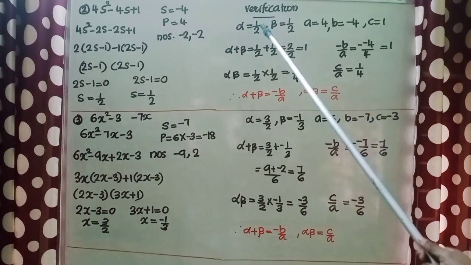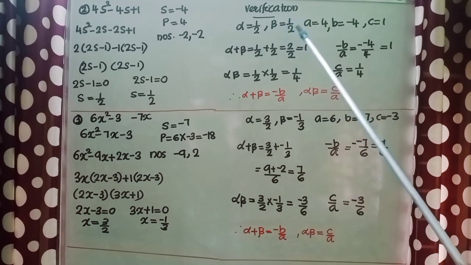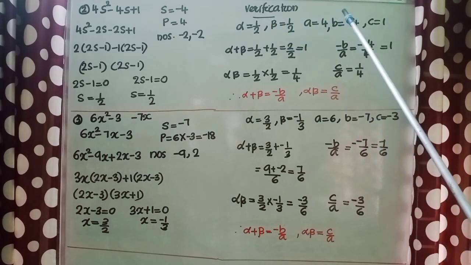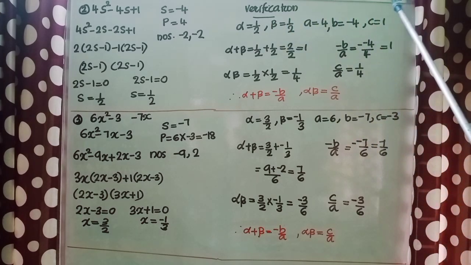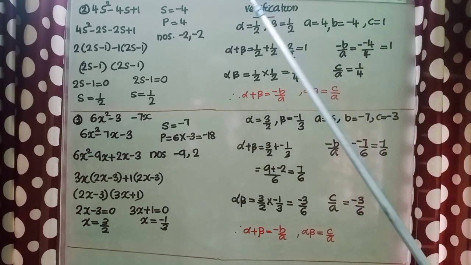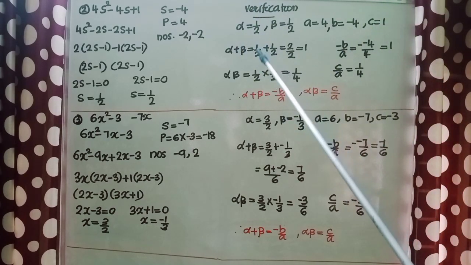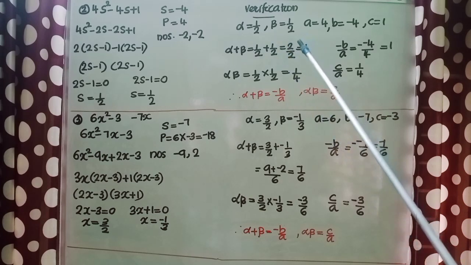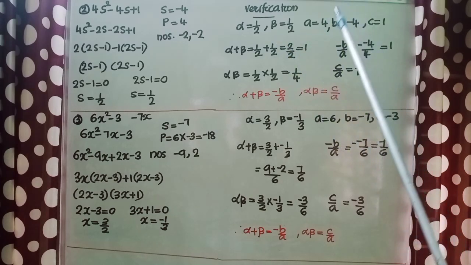Verification. Alpha = 1/2, beta also = 1/2. Here a = 4, b = −4, c = 1. Alpha plus beta = 1/2 + 1/2, that is equal to 2/2, equal to 1.